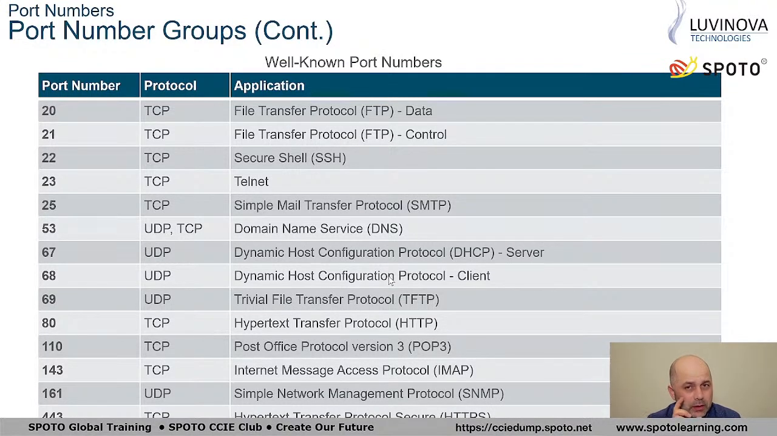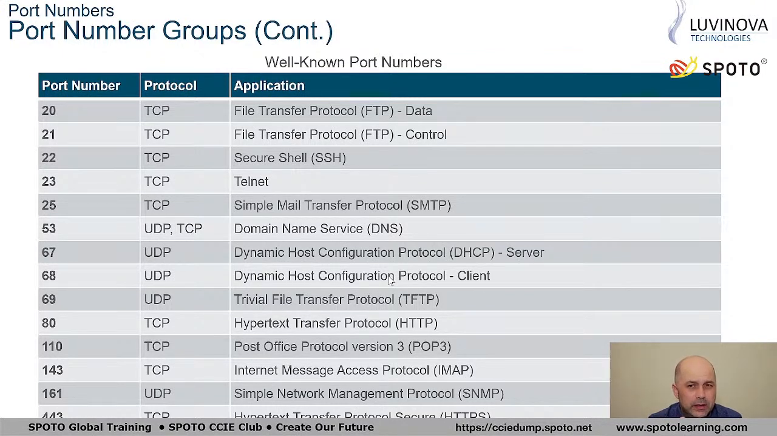But what is the information behind those ports? Ports 20 and 21 are File Transfer Protocol, which transfers files. Port 22 is Secure Shell, SSH. Port 23 is Telnet. Port 25 is SMTP, an email protocol. Port 53 is DNS, Domain Name Service.